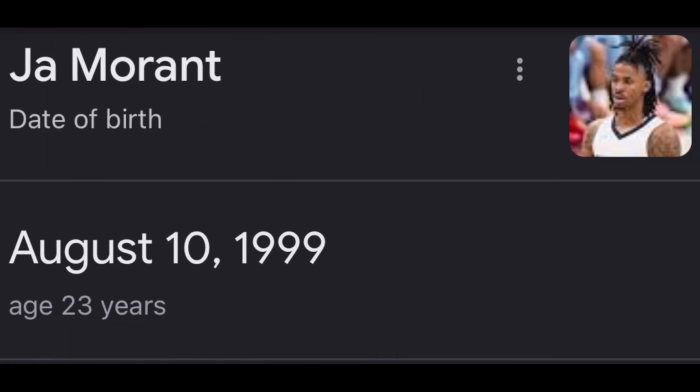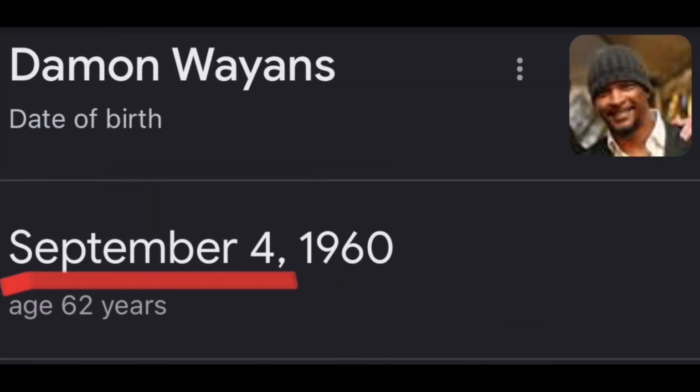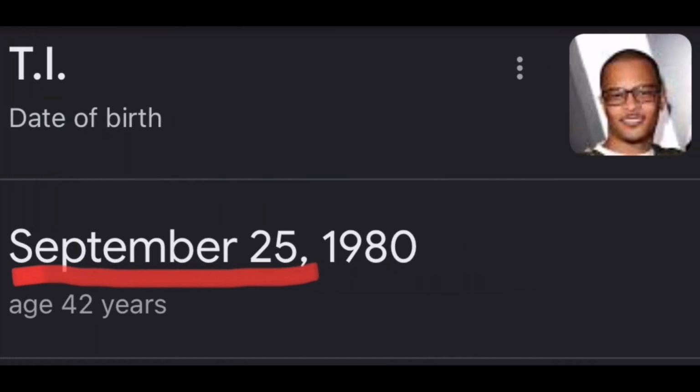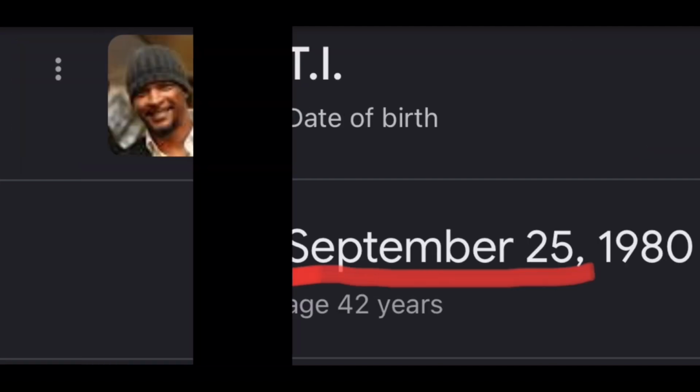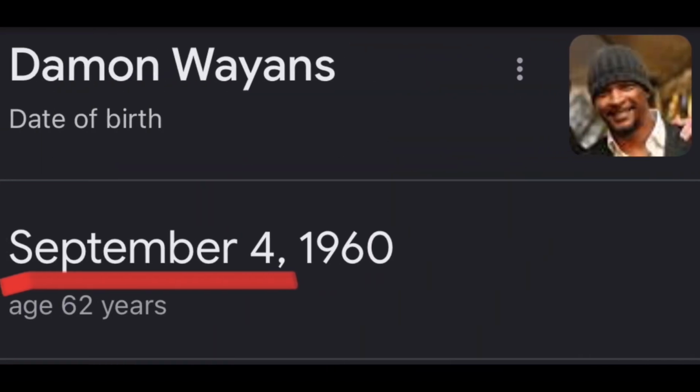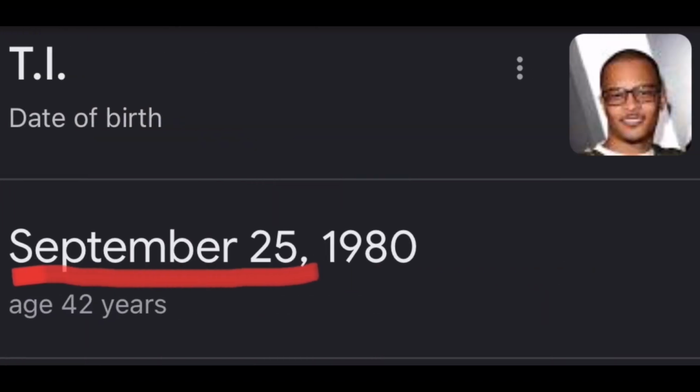Now let's get into all of their birthdays, because all of their birthdays are very close together. So Morant's birthday is August 10th. And 4 weeks later is Damon Wayans' birthday on September 4th. And then T.I's birthday is on September 25th, which is exactly 21 days after Damon Wayans' birthday. So do you guys see the mockery right there? T.I's birthday is exactly 21 days after Damon Wayans' birthday, and their other character is 21 Savage.